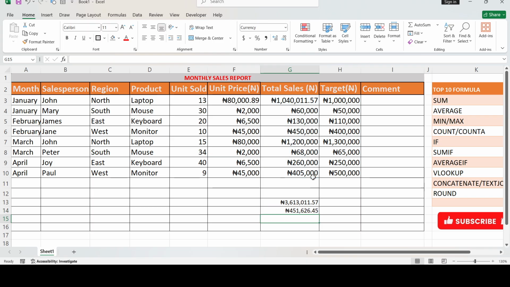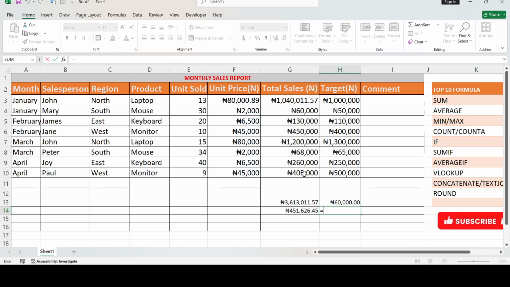The third one is the MIN and the MAX. Minimum is the lowest amount that was sold within that period. And the maximum is the highest amount that was sold in that period. For minimum, you say equal to MIN, open bracket, the first, then you drag down to the last one. You can see the formula, then you click on enter. If you check it, you will see that 60,000 is actually the lowest amount that was sold.